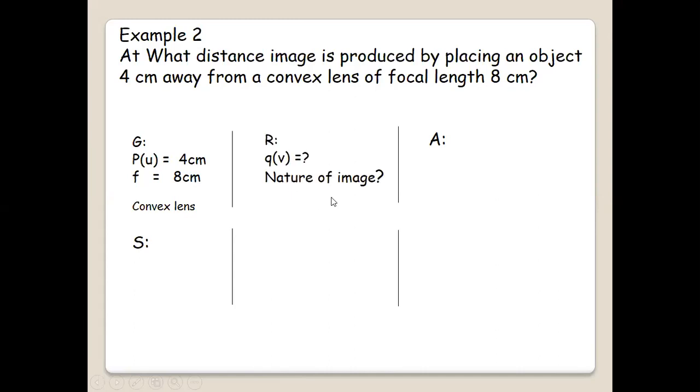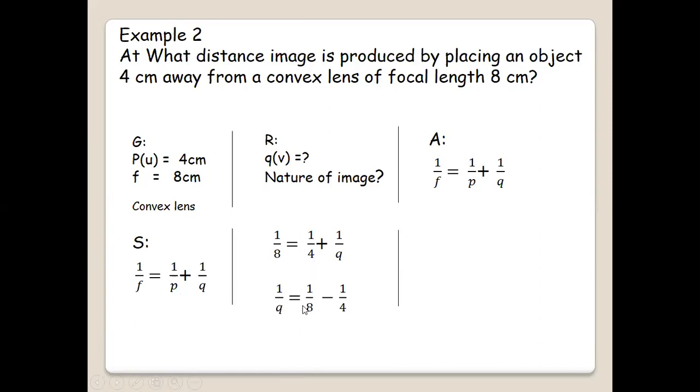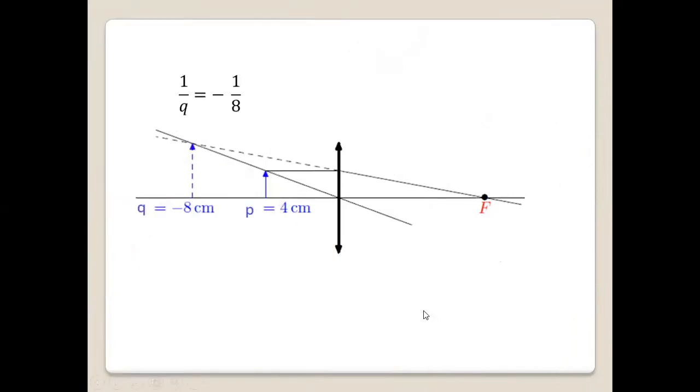Now see that what is required is again the nature of image and q. So we are going to solve this. 1 upon f is equal to 1 upon p plus 1 upon q. So for the solution, we are going to put the values. 8 is the focal length, instead of f I am writing 8, and instead of p, I can write 4. Isolating q on one side, taking up the LCM and solving, you can see that 1 minus 2 is equal to minus 1. So I will get 1 upon q is equal to minus 1 upon 8. So the conclusion is q is equal to minus 8.